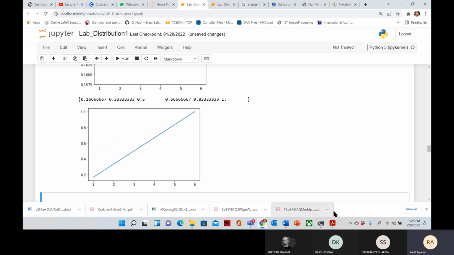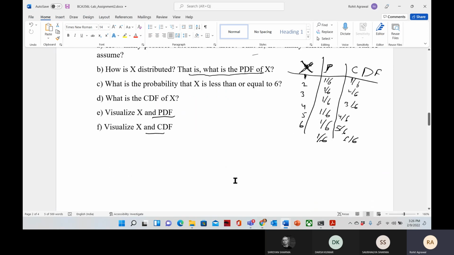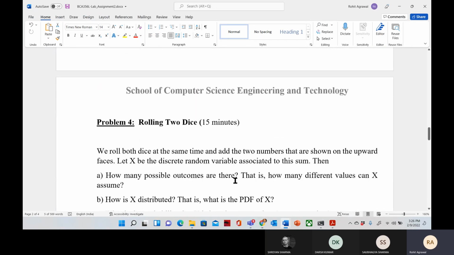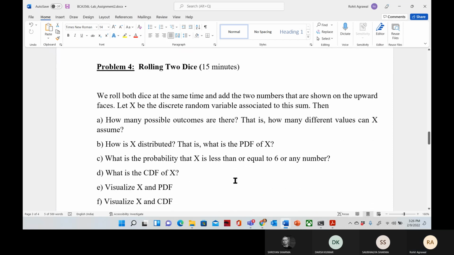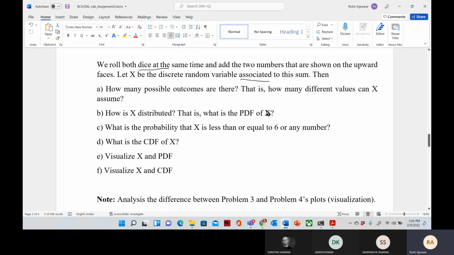Now just change the question. Instead of rolling one dice, we are rolling two dice. We roll both dice at the same time and then add the numbers shown on the upward faces. X is a discrete random variable associated with this sum. Clear? And we will check now.